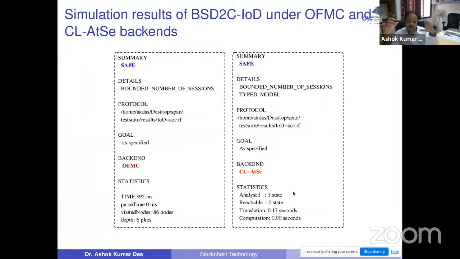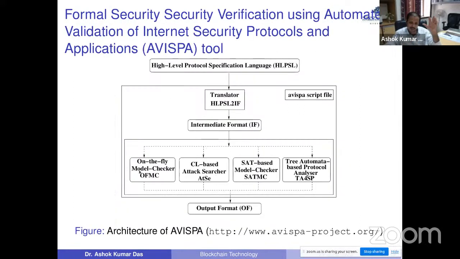So then what we have done is that the whole access control protocol that we designed, we implemented using this Avispa tool, using a language available here known as the HLPSL language, that is the high level protocols description language. Then we have seen that under these two backends available here, OFMC and CL-ATSE.